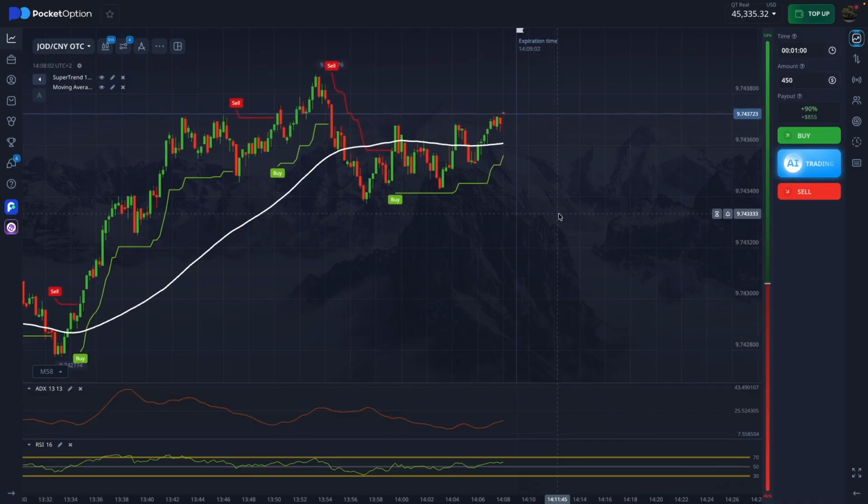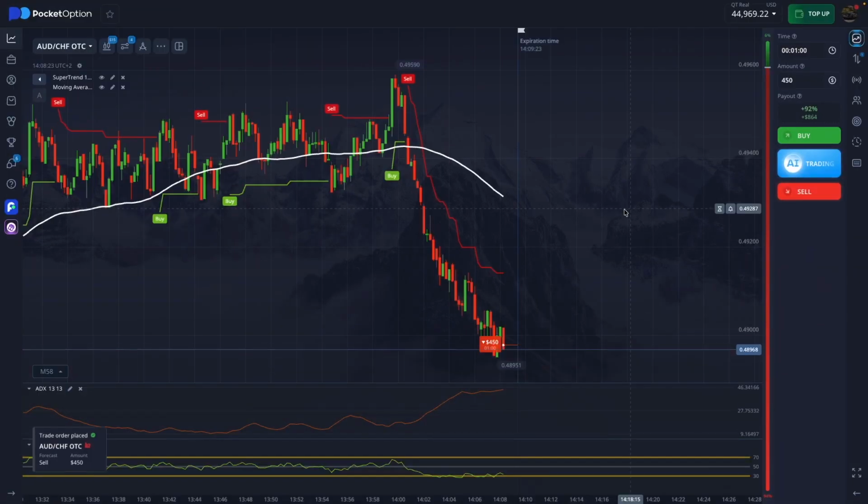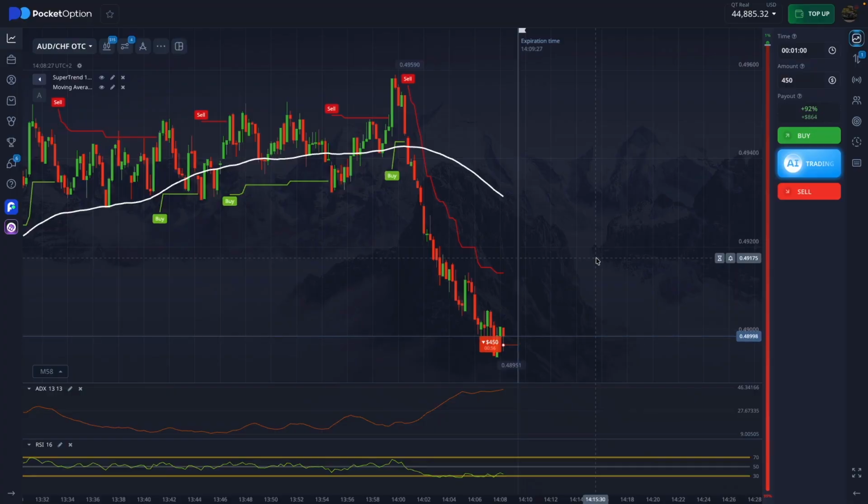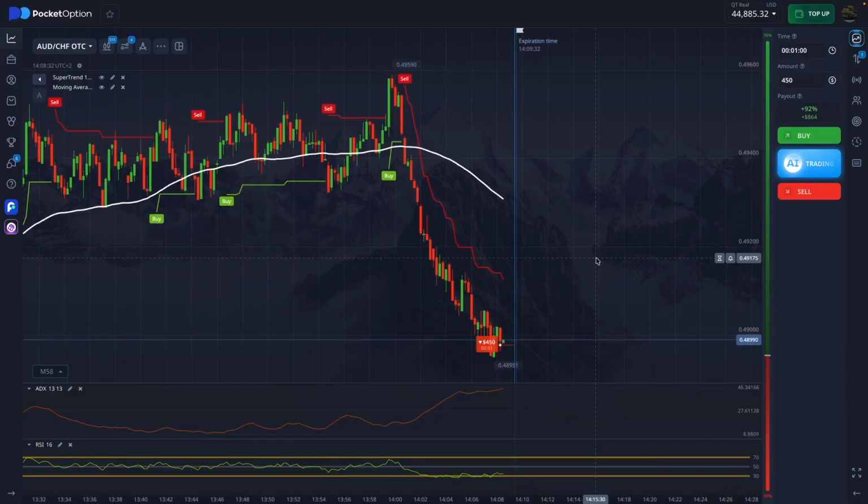Now, I'm moving on to the workflow. And right away, I found a decent moment where I can enter a down trade for $450. Now, I'll briefly talk about how I work with this strategy. I'm going to conduct a trading session and explain in parallel how I open trades.